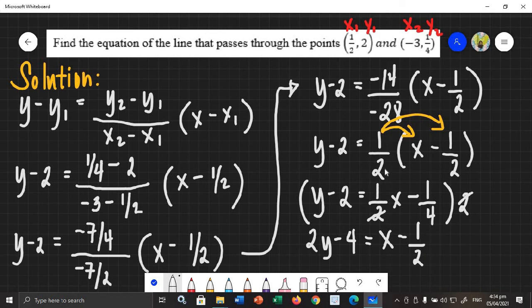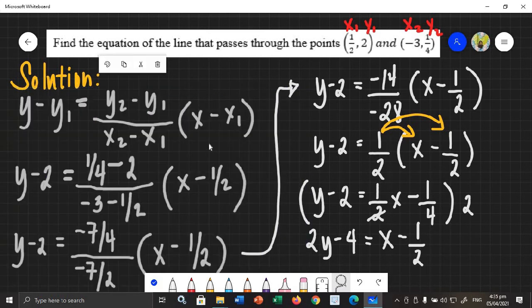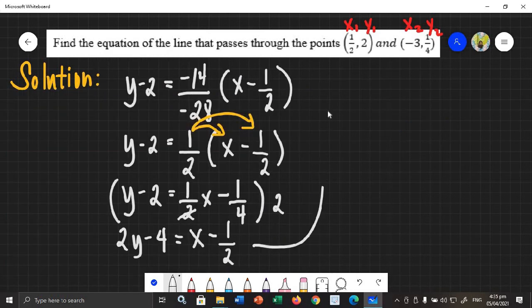So, x minus 1/2. And then, yan, okay na, no? Yung coefficient ni x is whole number na. But then, this equation, it is not arranged in the standard form of linear equation. So, kailangan pa natin siyang i-arrange. So, continuing the solution here, i-transpose natin si x on the left side of the equation and i-transpose natin si negative 4 on the right side of the equation para ma-convert sila sa standard form of linear equation.